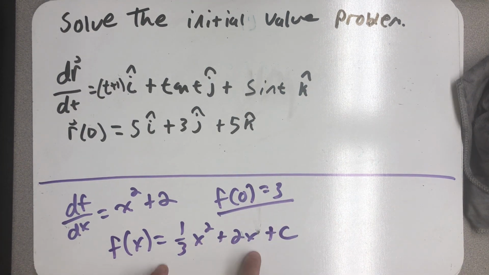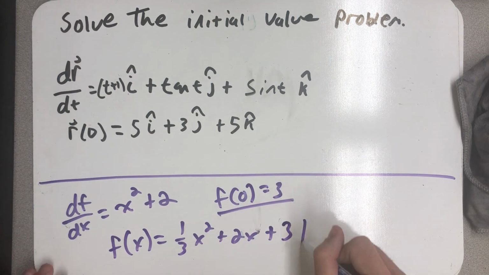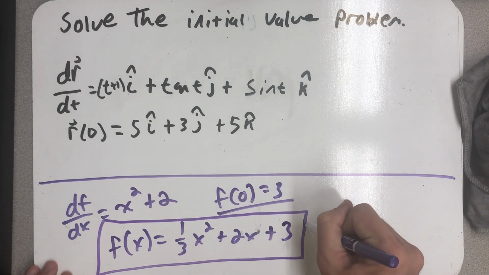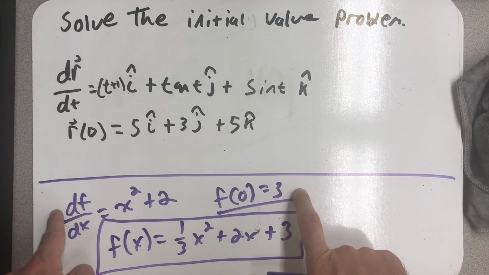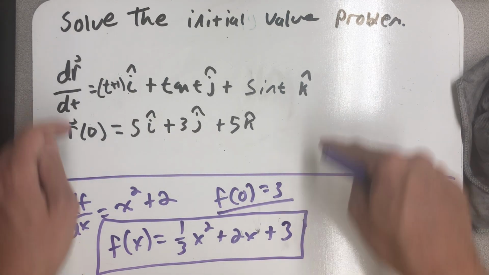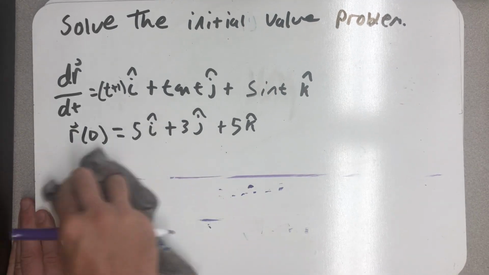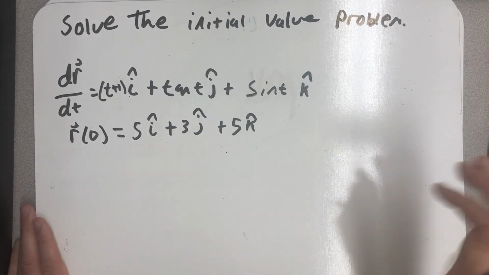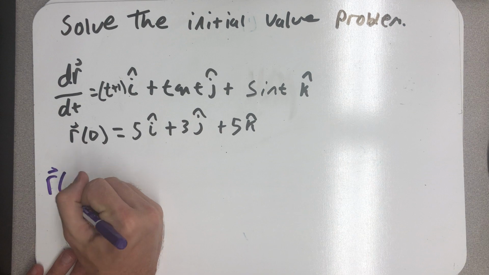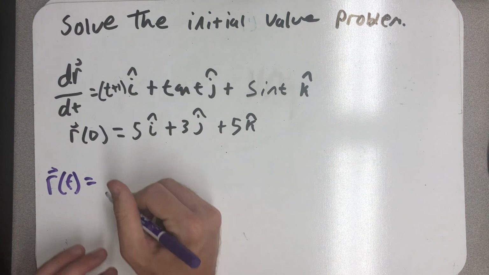Plugging in a 0 for x reveals that c really had to be a 3, and now I know that this function is the only one that solves this particular initial value problem. Our approach is going to be exactly the same for this vector function. So I need an antiderivative, the most general antiderivative.